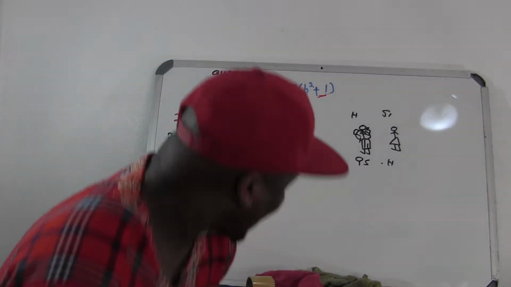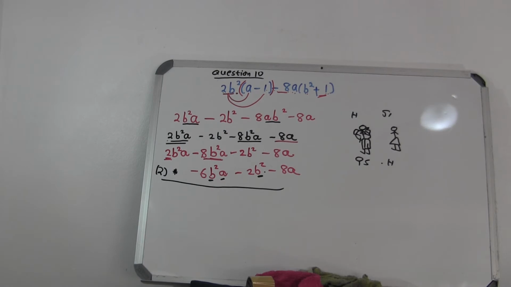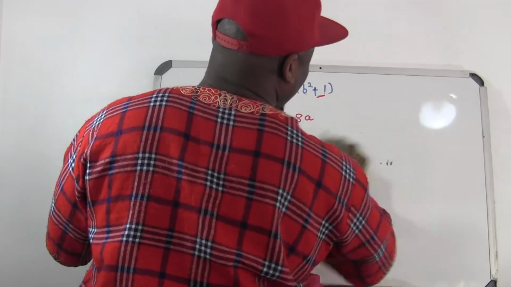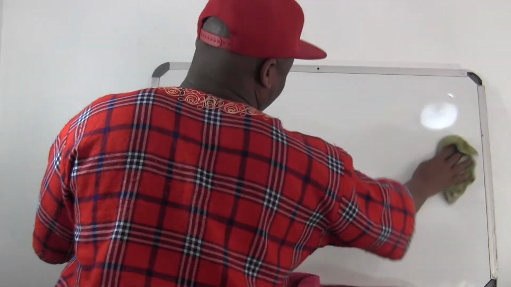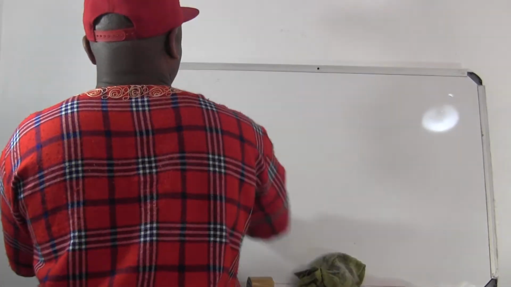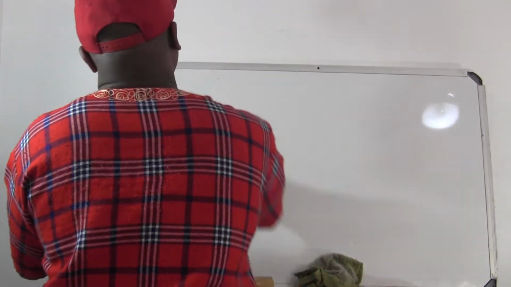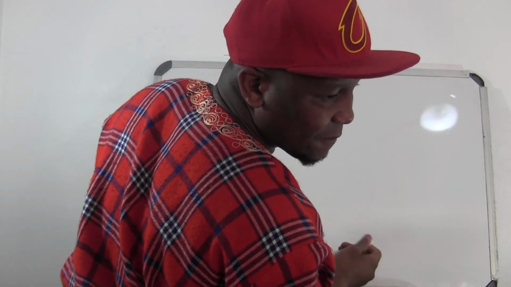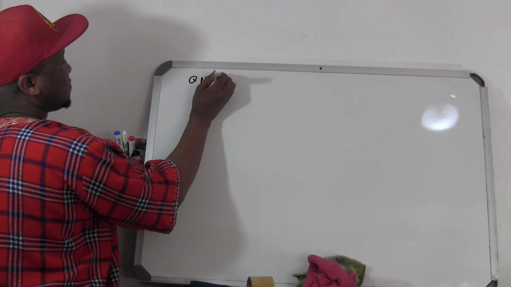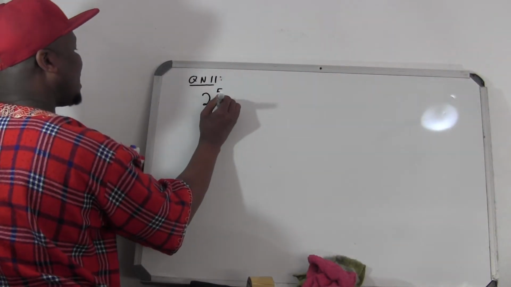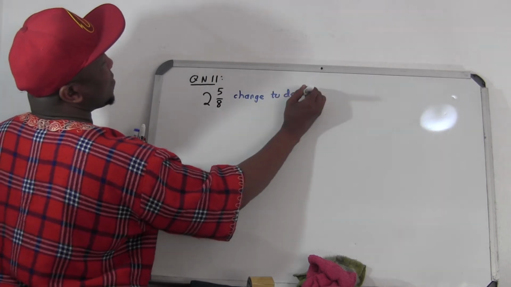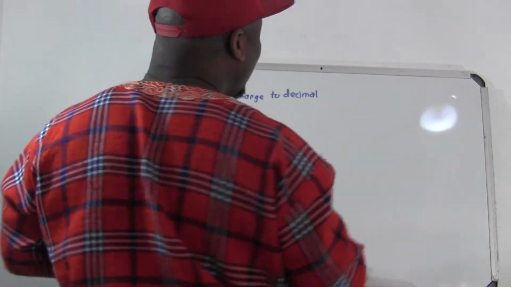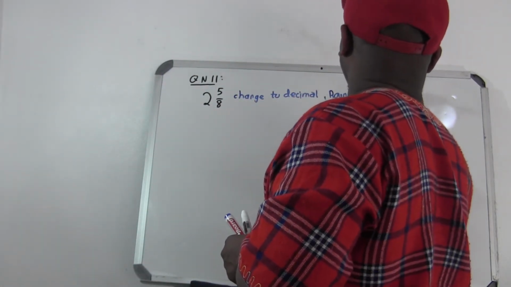Now let's go to question number 11. Let's erase this and look at question 11. They give us a number here, which is 2 5 over 8, and they say change it to decimal. So we're going to have to change this to decimal, and round off to 2 decimal digits.